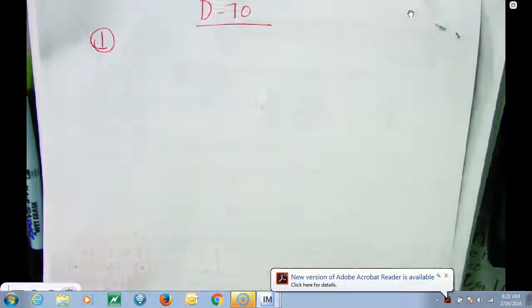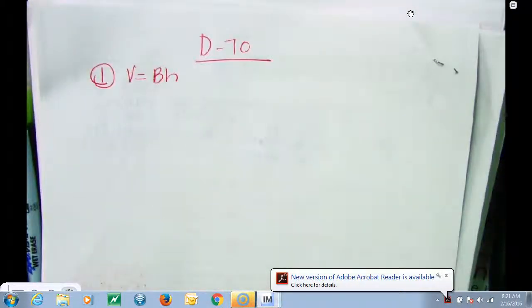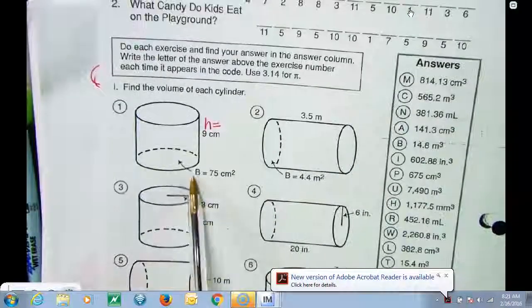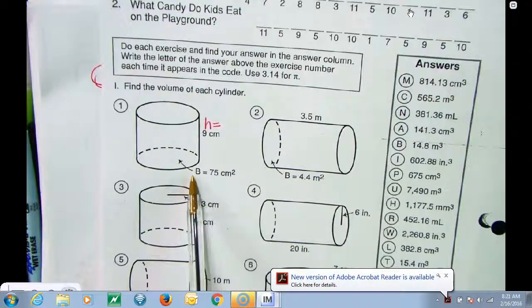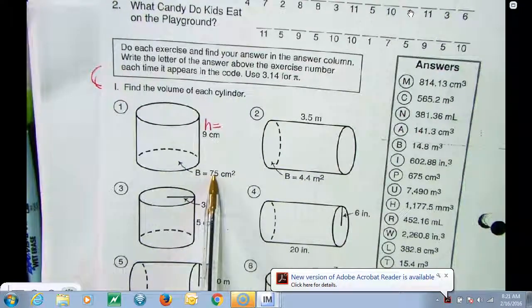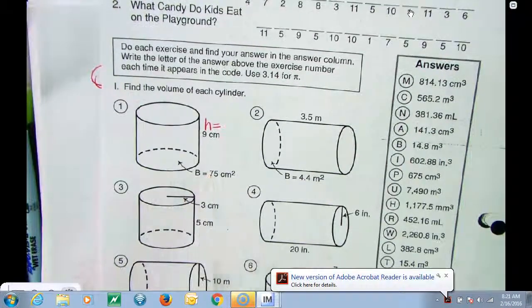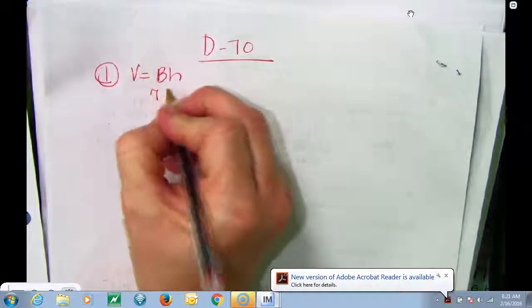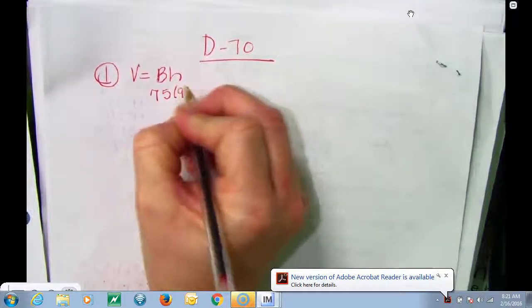Okay. Number one, we're getting volume of a cylinder, so I know that's the formula I'm going to use. Now, looking at number one, let's label. 9 is the height. Oh, no. That's the area of the base. Look. That's how many square centimeters. So they helped us out on this one. All we have to do is put 75 times 9.